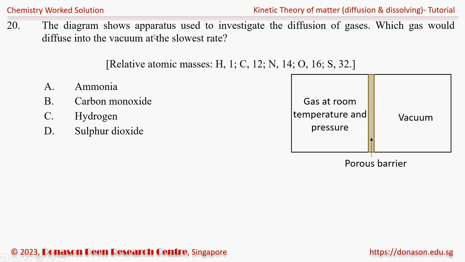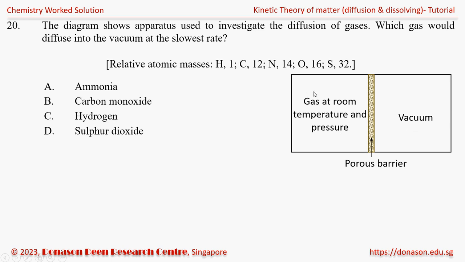The diagram shows the apparatus used to investigate the diffusion of gases. The question is asking which gas would diffuse into the vacuum at the slowest rate. The gas is here at room temperature and pressure. A vacuum is a place where there is nothing, so there are no gases at all. Absence of matter is what we call a vacuum.